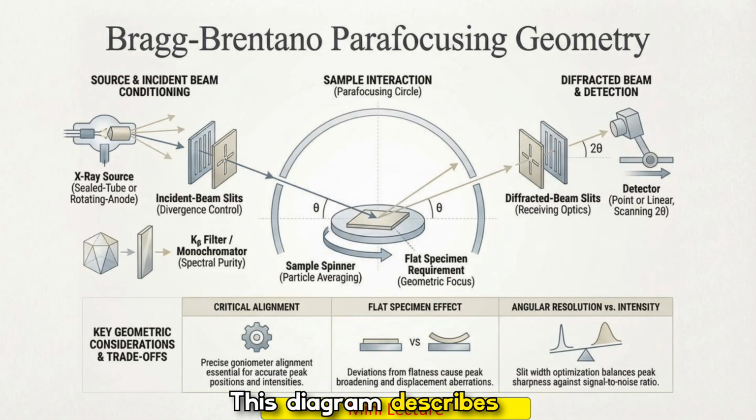This diagram describes Bragg-Brentano parafocusing geometry used in many lab diffractometers, showing source conditioning, incident slits, the parafocusing circle for sample interaction, and the scanning detector at 2θ. It highlights practical trade-offs. Precise goniometer alignment is essential. Sample flatness affects peak shape, and slit optimization balances angular resolution against collected intensity for reliable peak positions and intensities.